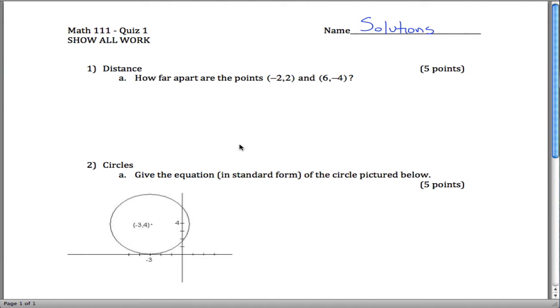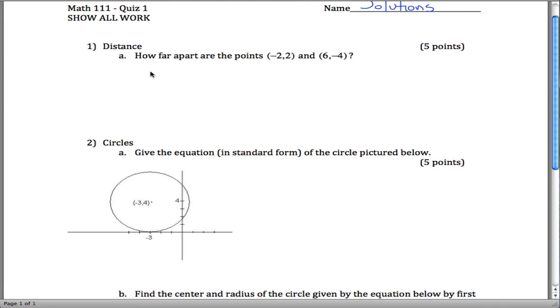All right, here are our solutions to quiz 1 for Math 111. First question says, how far apart are these points right here? There's a few different ways you can answer this question. One way would be to use the distance formula.